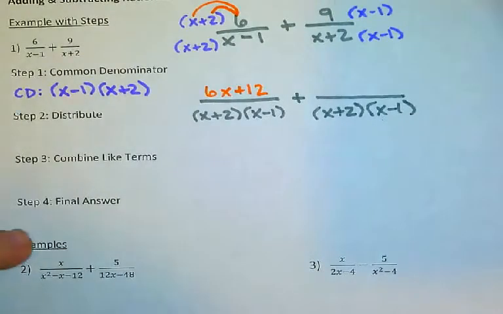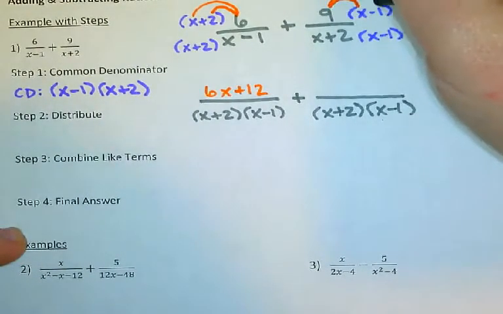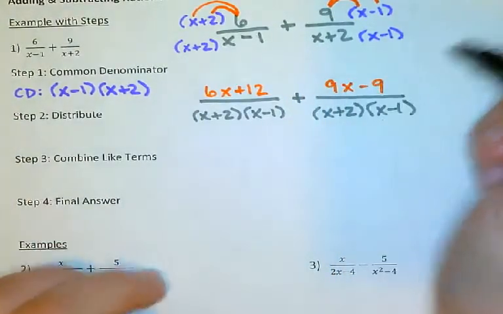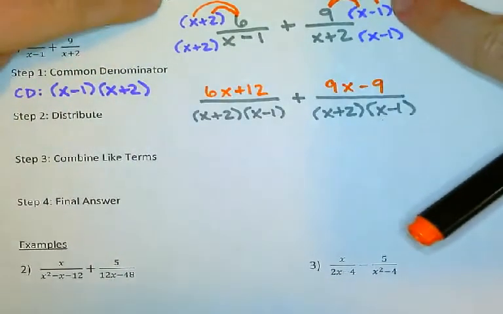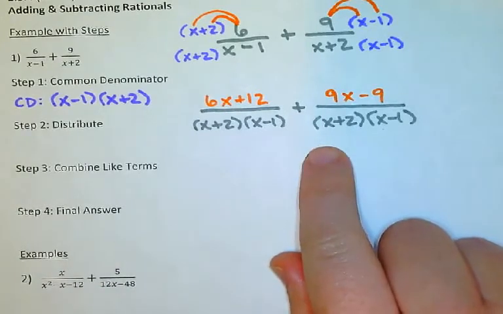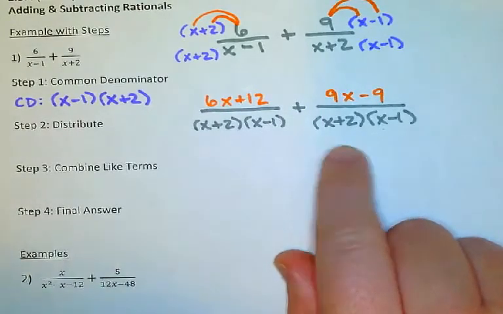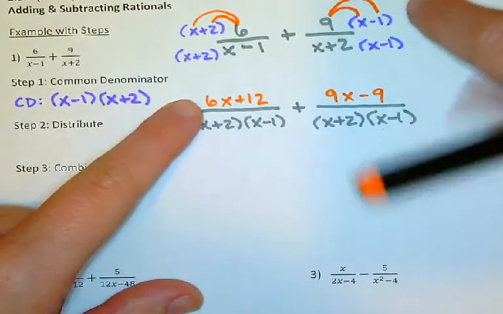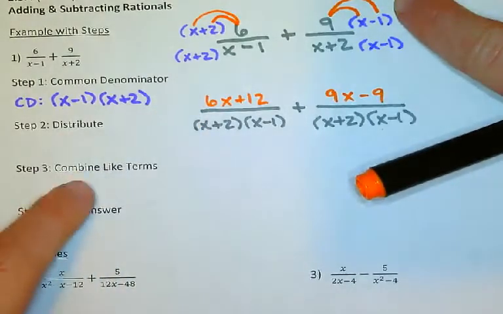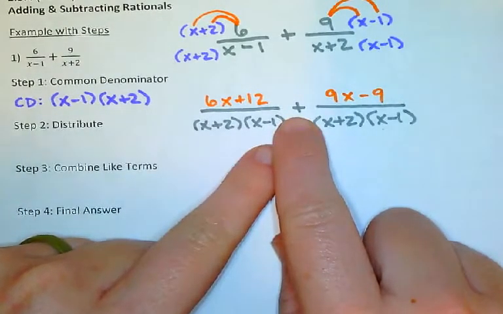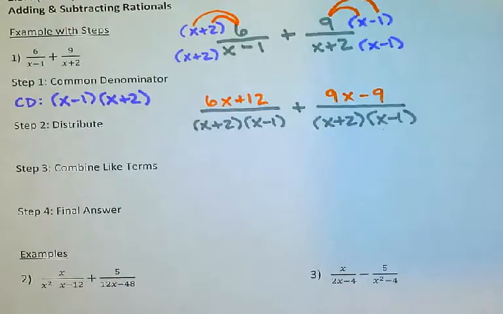On the other fraction, we're going to distribute this 9, and we're going to get 9x minus 9. Alright, the reason I only multiplied on the numerator is because we can leave our denominator in factored form. It's just less work for us, and it's a lot easier to just leave it this way. But we do have to distribute and multiply in the numerator so that we can combine like terms in step 3.